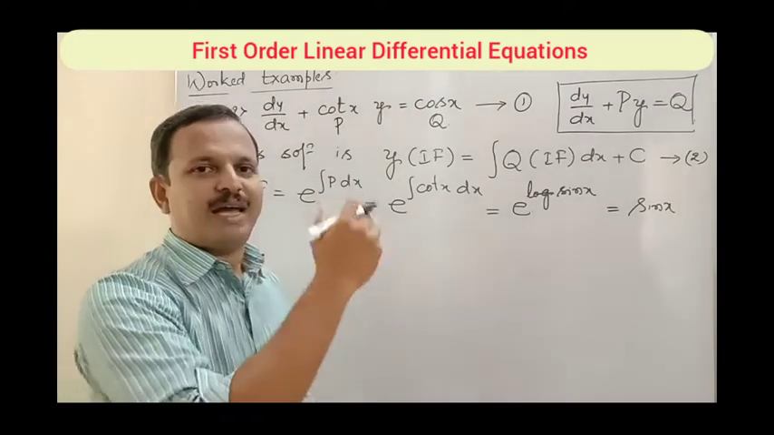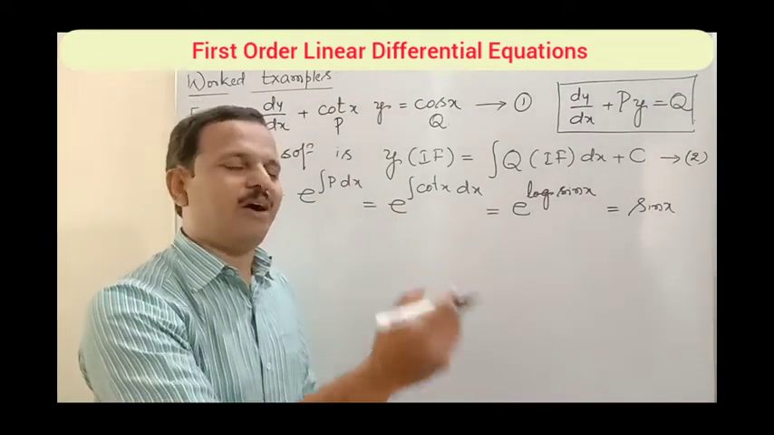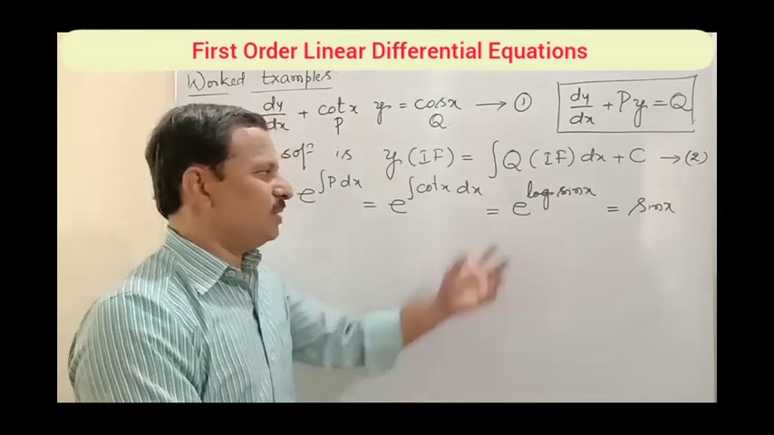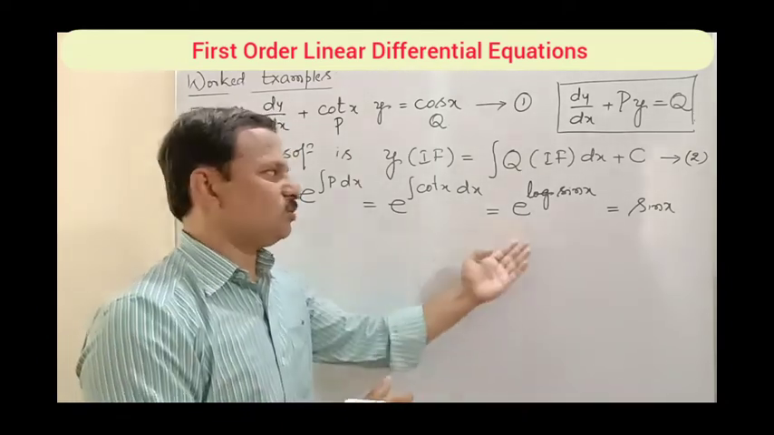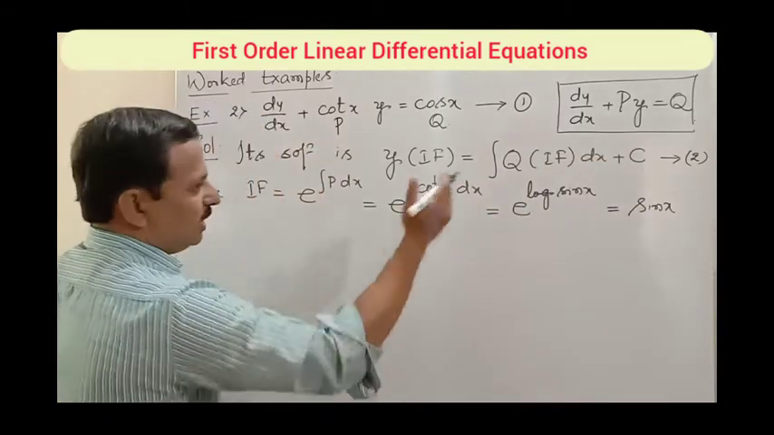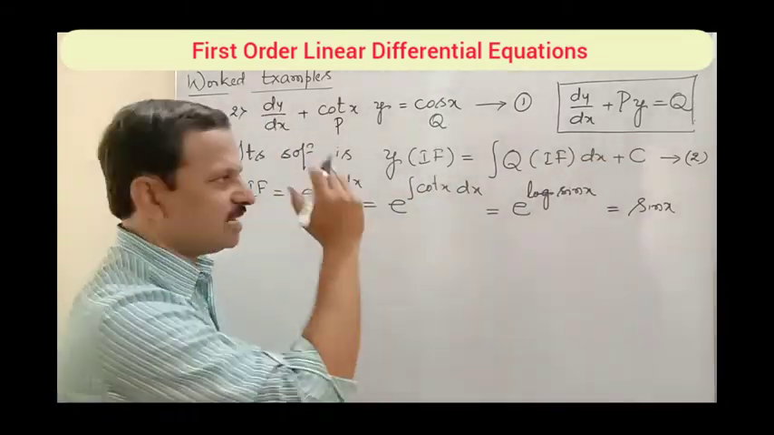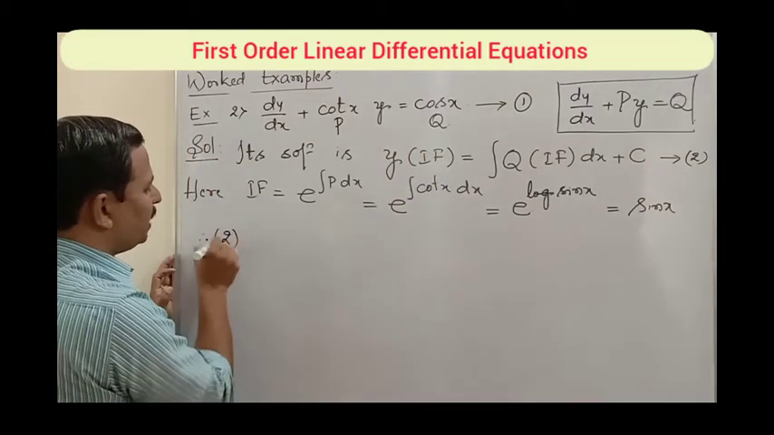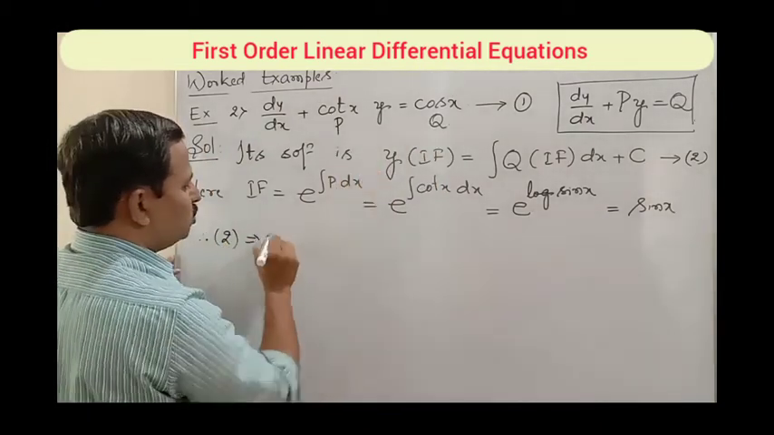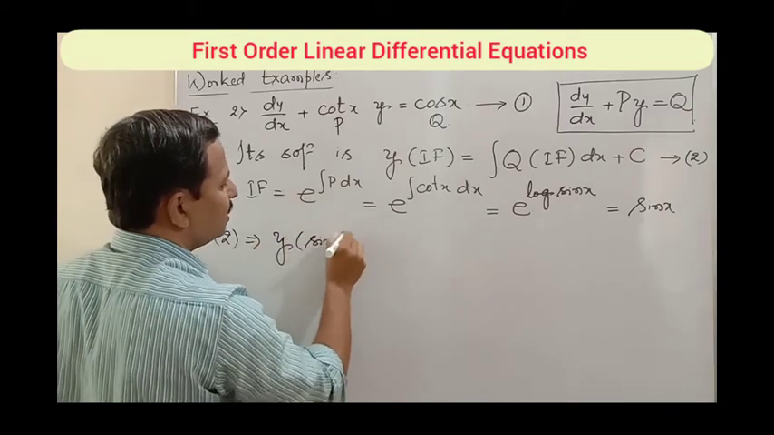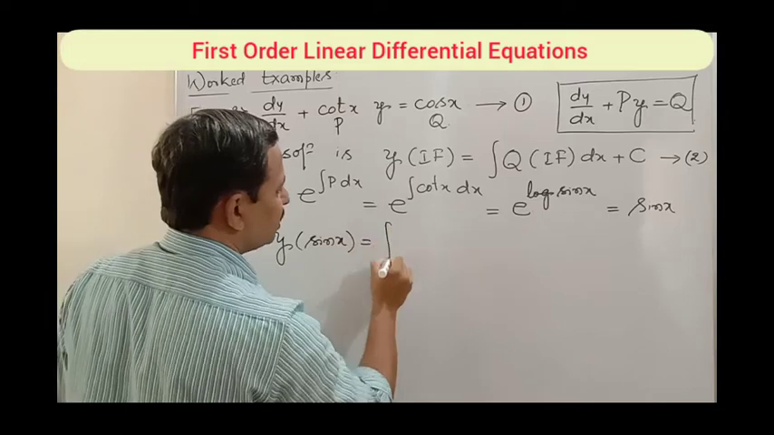So log of exponential of a function of a term is the same term because they are inverses of each other. That is, exponential of logarithmic of sin x is sin x, that we have written here. Now the integrating factor we got in this case is sin x. Let us substitute it here in equation number 2. Therefore, 2 implies the general solution we are writing: y into sin x is equal to integration of q.